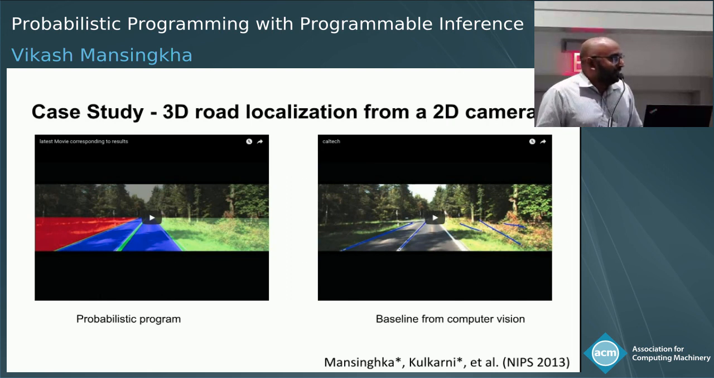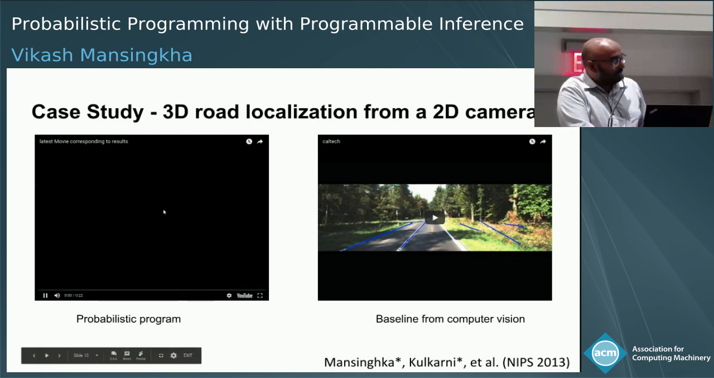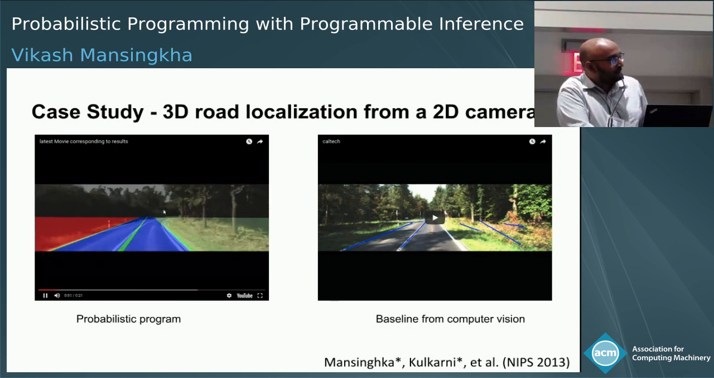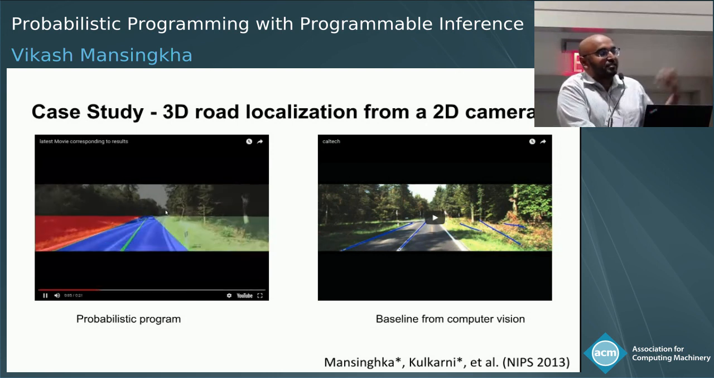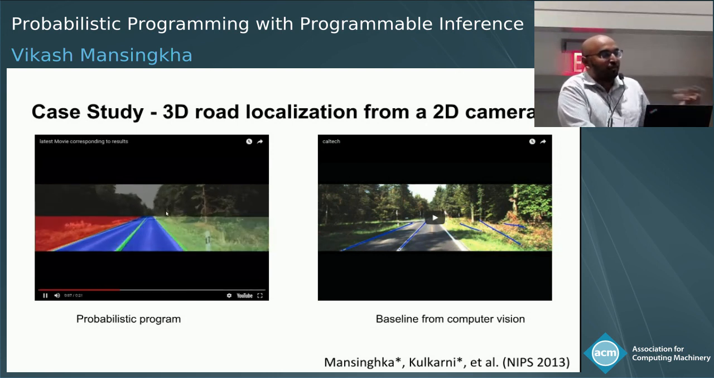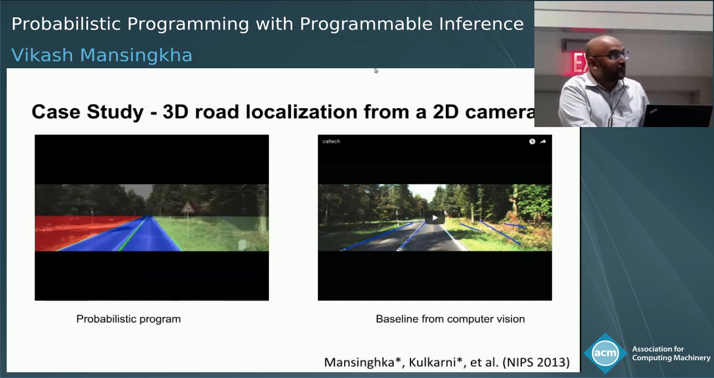So one case study we did very early on was inferring 3D models of roadways from cameras mounted on top of a vehicle. The goal is to basically produce a 3D model of where the road is and where the lane boundaries are from video of a road. This is a core type of perception problem in robotics. This is one type of case study that you can solve with this kind of machinery.